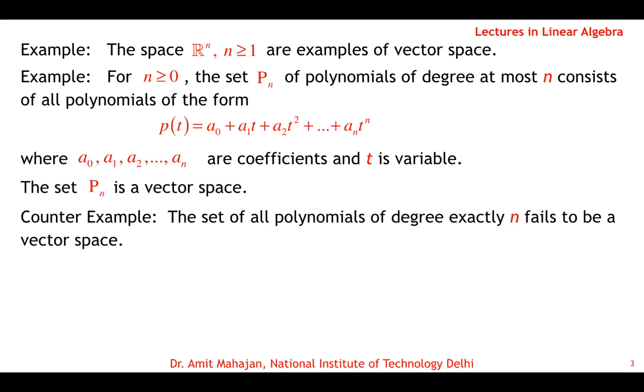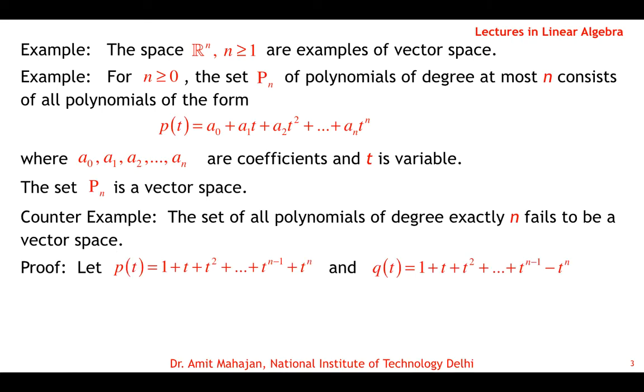But if I take the set of all polynomials of degree exactly n, then it fails to be a vector space. Degree exactly n means that if this is a polynomial, then an is a non-zero number, and then it will be a polynomial of degree n. So if we have the set of all polynomials of degree exactly n, then it fails to be a vector space. The proof is very simple.